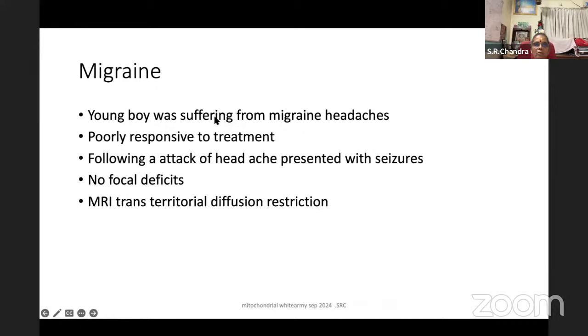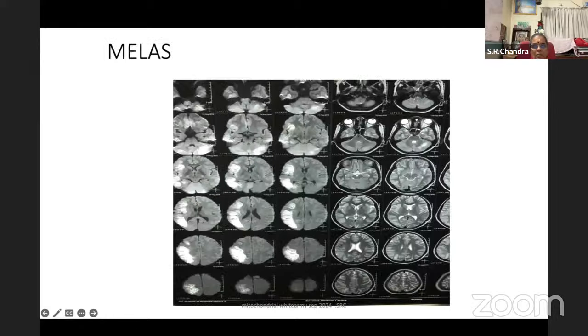Next is a young boy who was suffering from migraine headache. Migraine can be a feature of mitochondrial disease. It was poorly responsive to treatment, and following an attack of headache, the patient presented with seizures. He did not have any deficits, and MRI showed trans-territorial diffusion restriction. That means diffusion restriction not respecting a vascular territory.